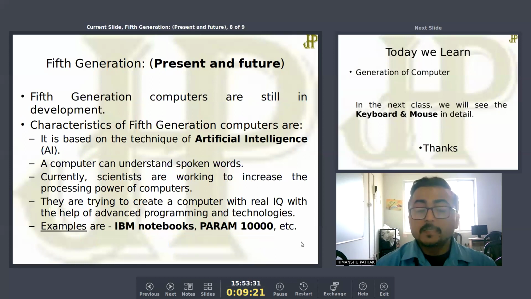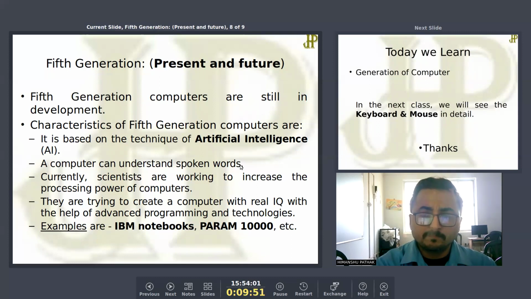And the last generation is fifth generation, present and future. Fifth generation computers are still in development. Why? Because the technology used is AI, artificial intelligence. Okay. So that a computer can understand spoken words.